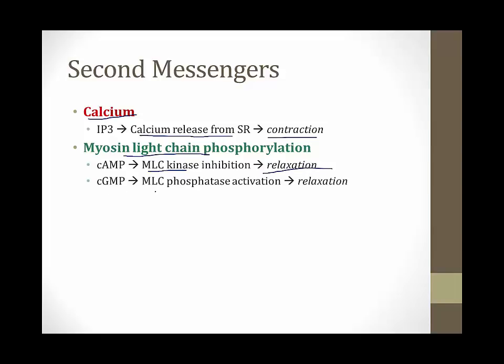And cyclic GMP activates myosin light chain phosphatase. This also leads to relaxation. But the big picture point here is that all these second messengers and all these systems work through the same two controllers of smooth muscle tone. That's calcium and the degree of phosphorylation of myosin light chain.